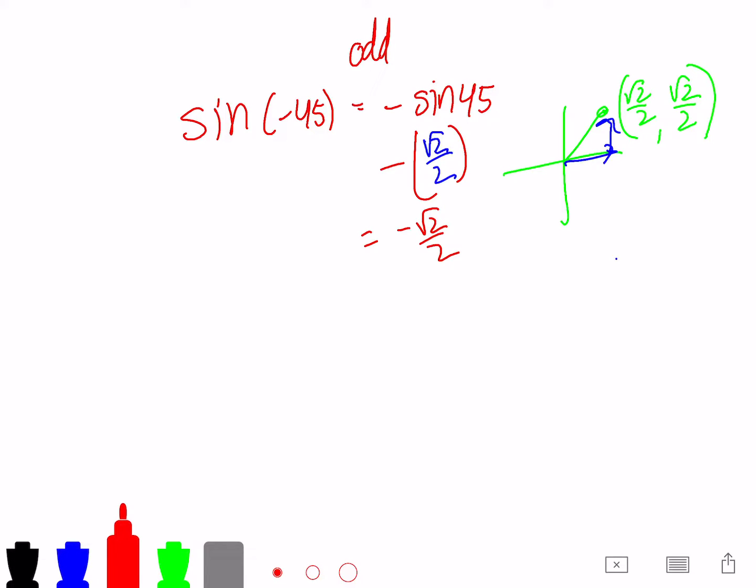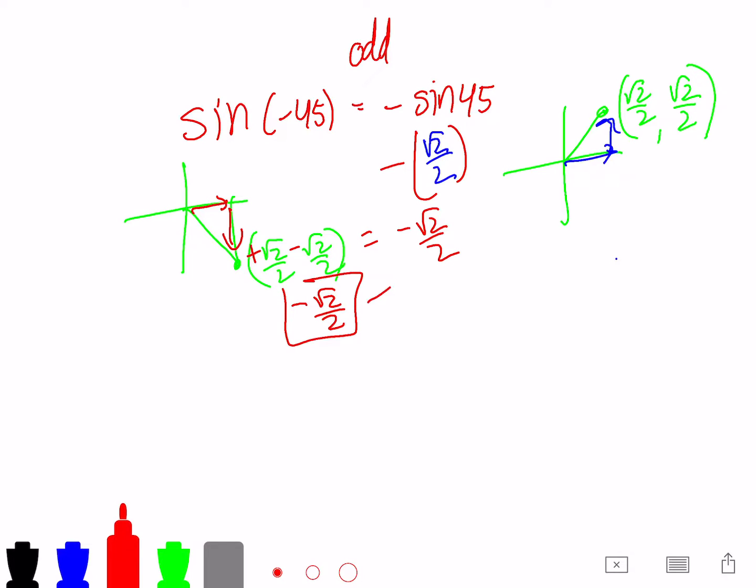Now, just to show you that this is true, if we look at the sine of negative 45, that's in the fourth quadrant, it still is the point root 2 over 2, root 2 over 2, but we have to change the sign. So we went right and down, so it's positive, negative. So then our y value is negative root 2 over 2, so we end up with negative root 2 over 2 as our answer, which notice is the same as what we got here. So it's just a different way to look at it, but you're utilizing your even and odd functions.